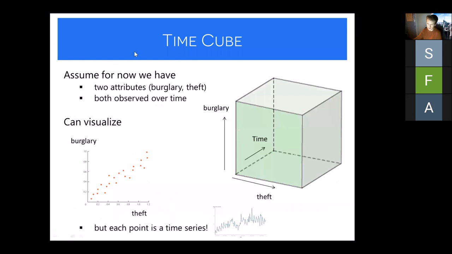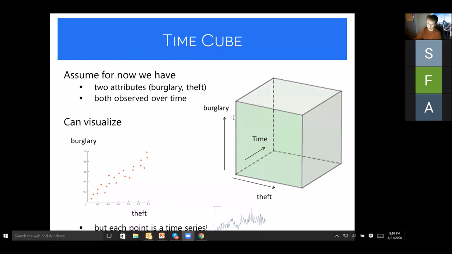Okay, so the last thing I want to talk to you about is this notion of a time cube. Let's say you have two attributes, burglary and theft. These two crimes happen over time, and you can visualize burglary and theft together. These are states, each with so much burglary and so much theft. They can be states or counties or cities, whatever you want. So each data point really is a city, and it falls here, and these are the different cities.